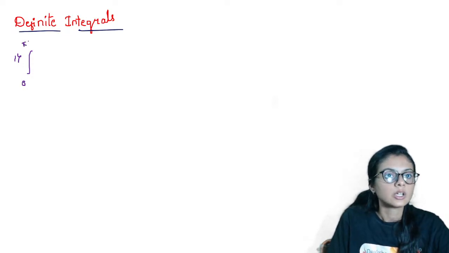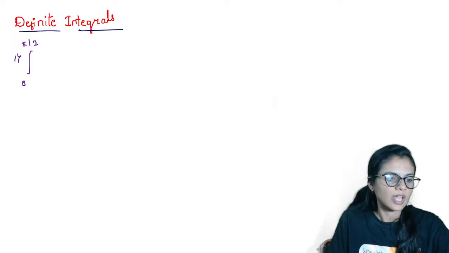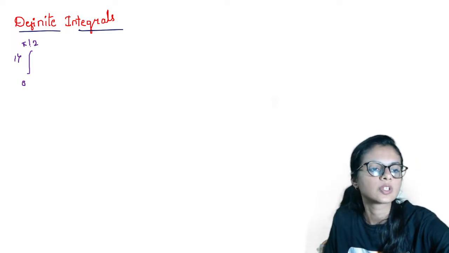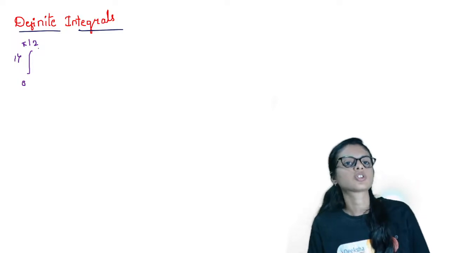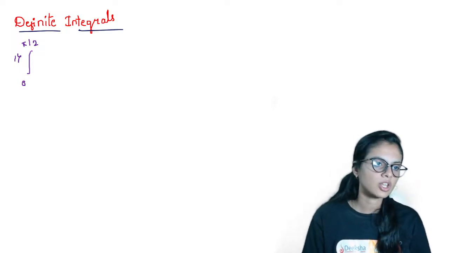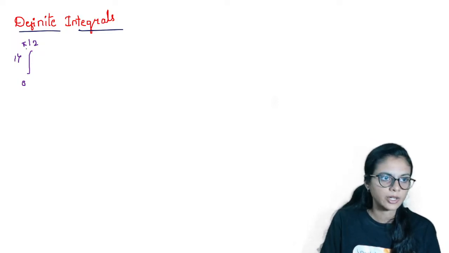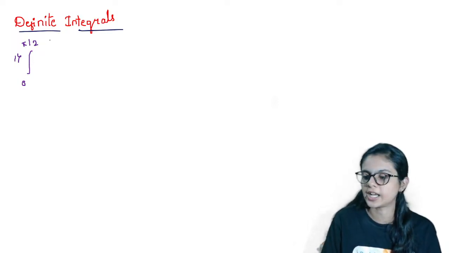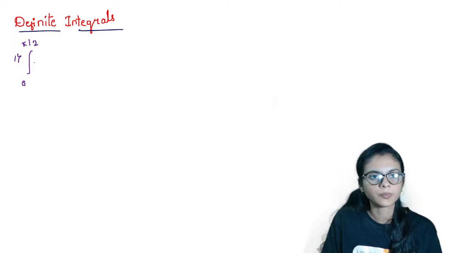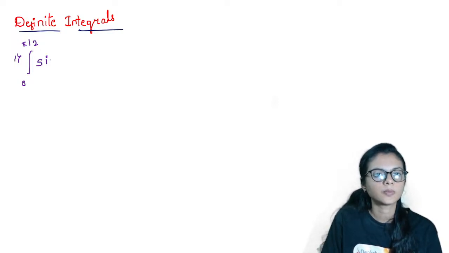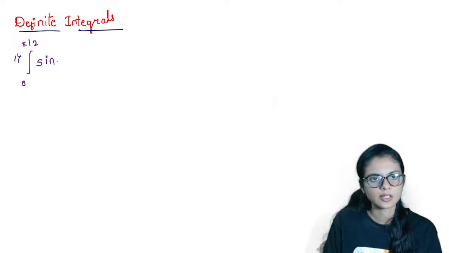So I'm showing how to read it also. As you are going to be introduced to this chapter, these are new chapters, so you may not know the terminologies also. So how to read it? Integration of 0 to pi by 2. So this pi is nothing but 180, and pi by 2 is 90 degrees. Integration of 0 to pi by 2 sine theta d theta.